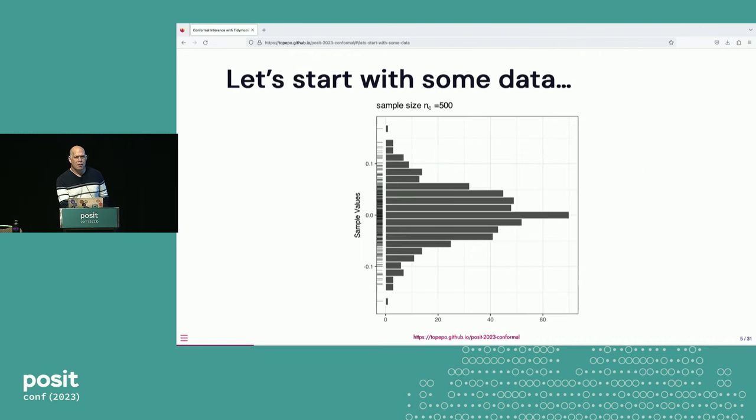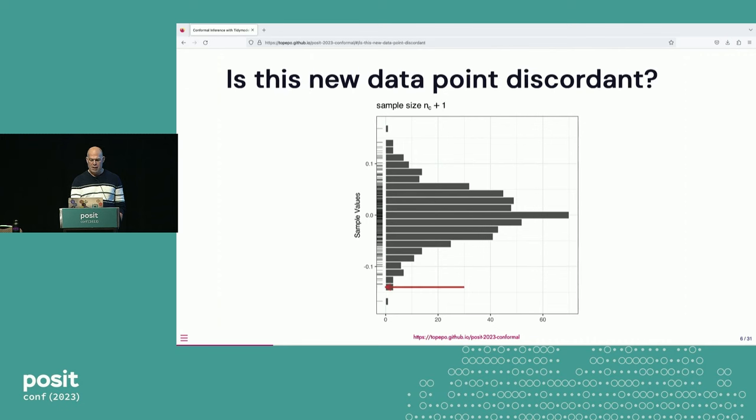All right, so let's start with just some data. This is like a histogram on its side. It's 500 data points, centered around zero, maybe plus or minus 0.15. You spend some time collecting this data and then you get the 501st data point and let's say it falls down here. It's not outside the range per se, but is that a new data point from the same distribution, or has something changed, like the model drift question and things like that?